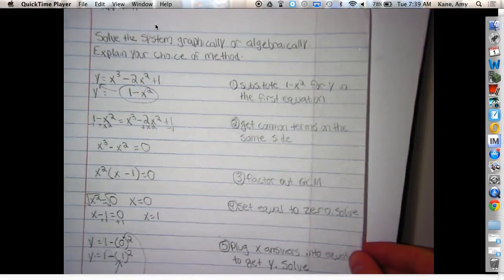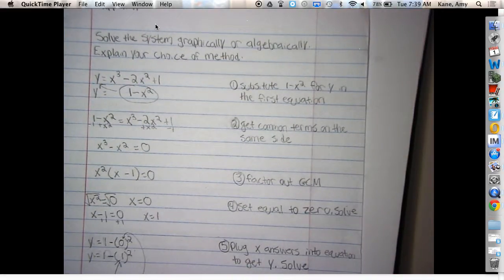So Megan had number 71, which was in the section of the book where it said decide which method to use and then kind of explain why you would use that method. The two equations were y equals x cubed minus 2x squared plus 1 and y equals 1 minus x squared. So the first thing I did was substitute 1 minus x squared into the first equation, and it was 1 minus x squared equals x cubed minus 2x squared plus 1, and then you add and subtract to get the common terms on each side.